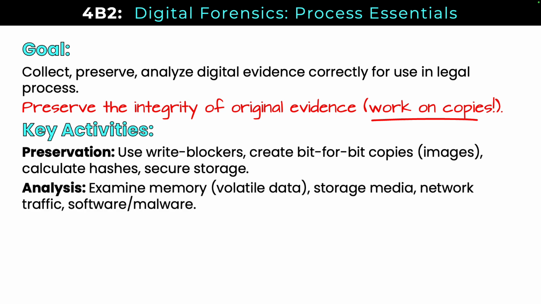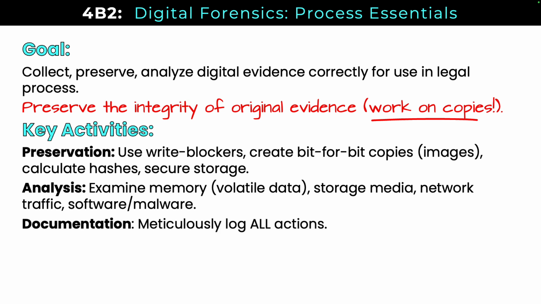Analysis. So we might be examining memory, so volatile data, storage media, network traffic, software and malware. So right there you can see some evidence here is volatile. So for example, potential information in memory or in network traffic is going to be volatile. It's going to disappear when a system is powered down. So a digital forensics specialist would know the order of volatility in which evidence they need to go gather first. And they will meticulously log all actions.